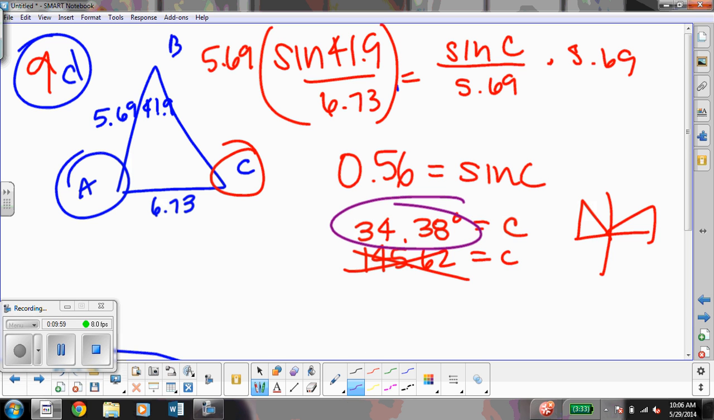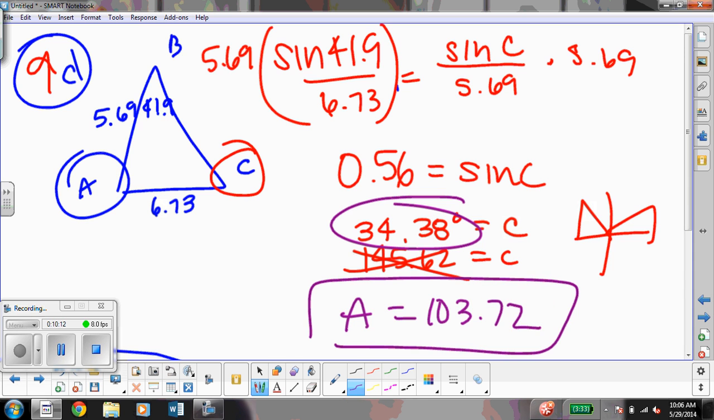So then to find A, I'll do 180 and subtract 34.38 and subtract 41.9. And my answer is 103.72 degrees.